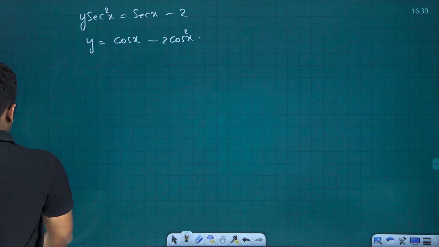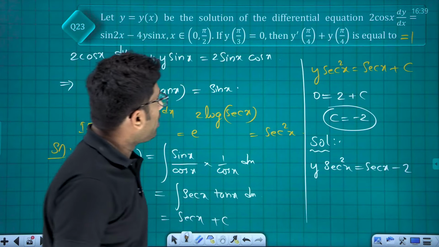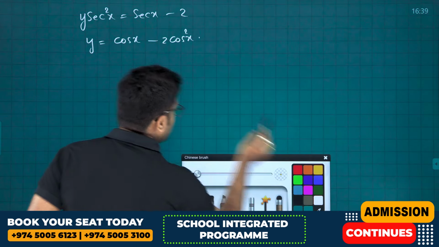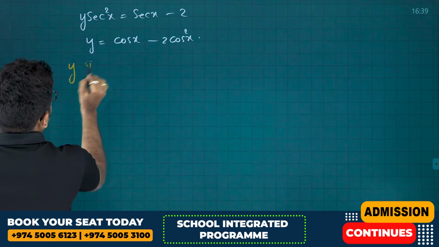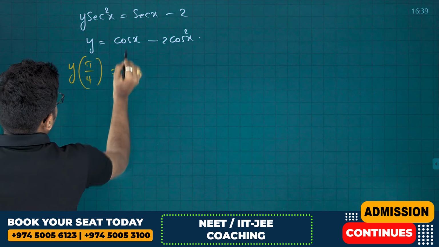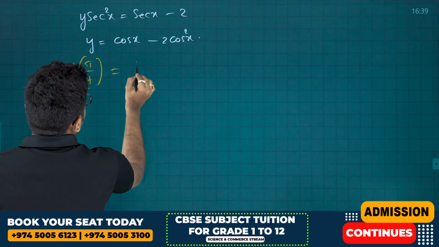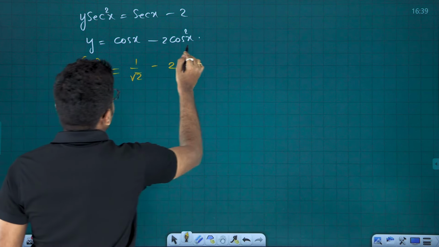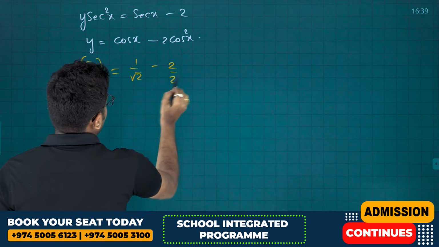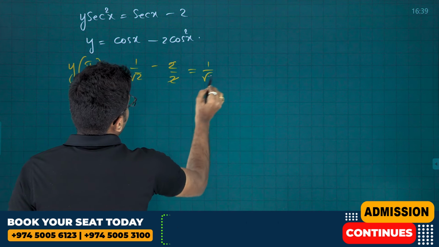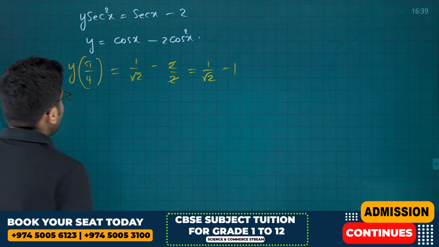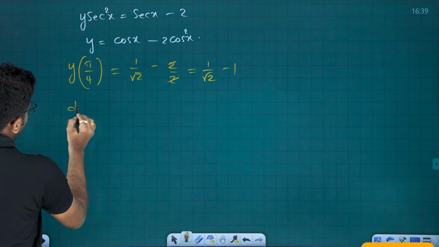Okay. Now what they are asking us to find is y of pi by 4 and y dash of pi by 4. What is y of pi by 4? Put x equals to pi by 4. Cos pi by 4 is 1 by root 2, minus 2 times cos square pi by 4, which is 1 by 2. So this is equals to 1 by root 2 minus 1. Correct? Yes.